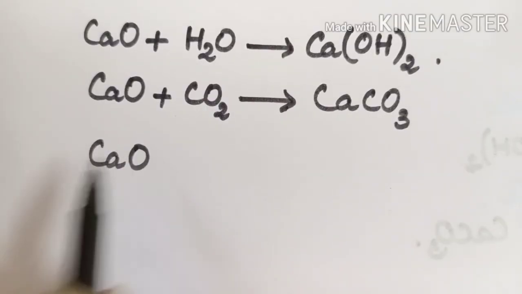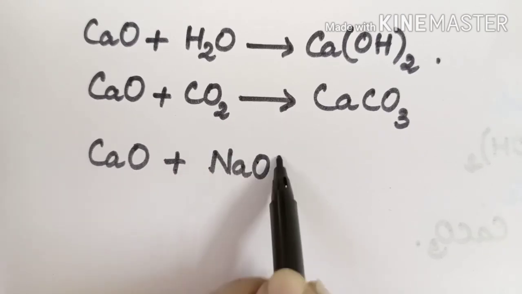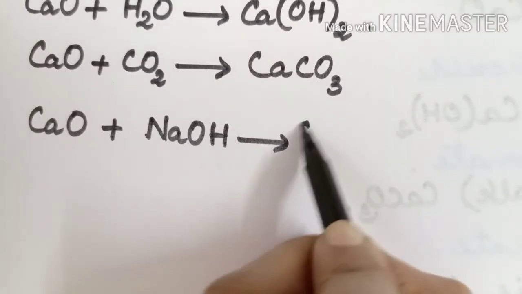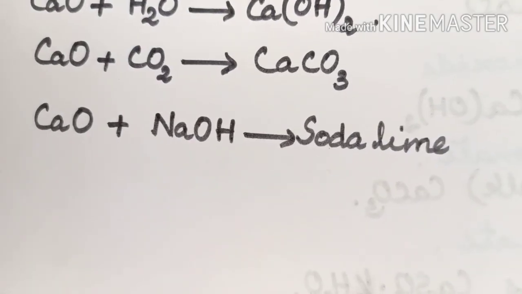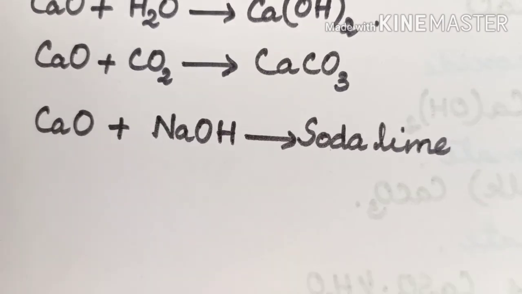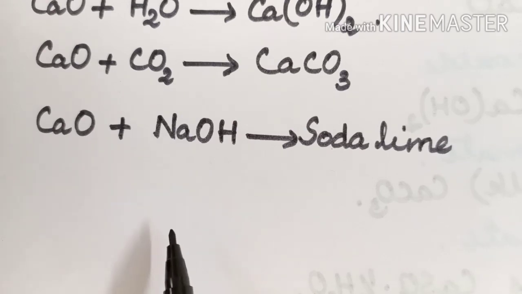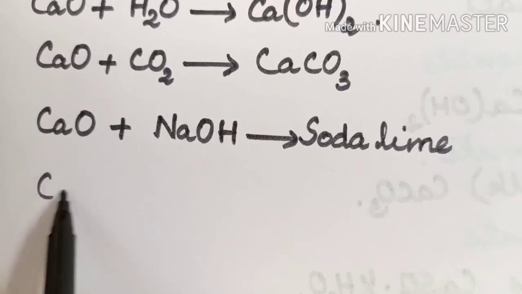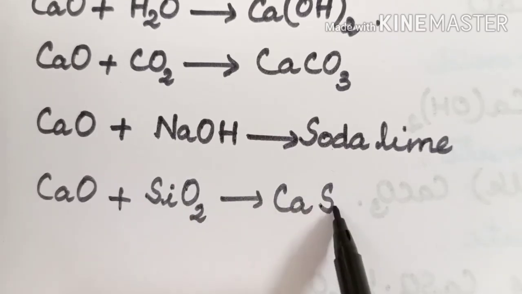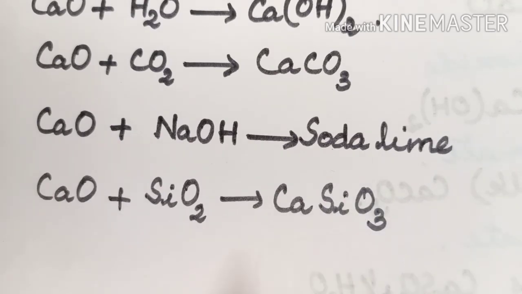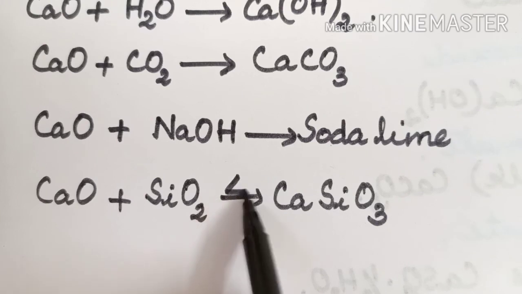When calcium oxide is mixed with sodium hydroxide, we get a mixture. This mixture is known as soda lime. And soda lime is very important in organic chemistry to help in decarboxylation reactions. You find calcium oxide is basic in nature and so it reacts with acidic substances like silica to form calcium silicate, CaSiO3. This is important in converting infusible substances into fusible materials in metallurgy. This reaction occurs at very high temperature.